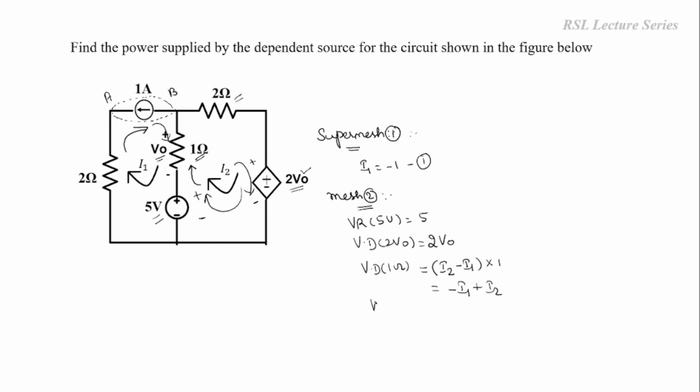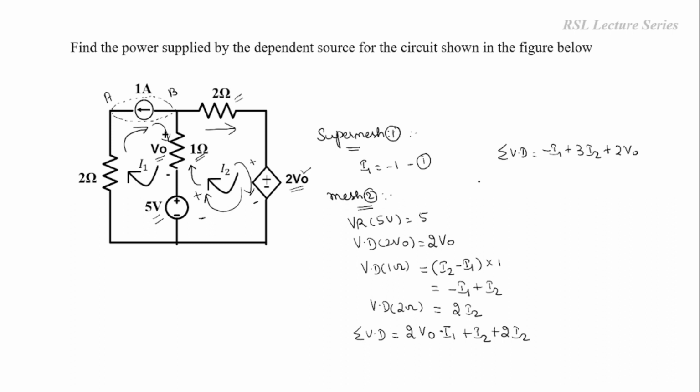So next we have to write down the voltage drop across the 2 ohm resistor. This 2 ohm resistor is lying in mesh 2 and the current flowing through it is I2 only. So the voltage drop is 2 into I2. Now we have to add all the voltage drops. So the sum of all the voltage drops will be 2V0 minus I1 plus I2 plus 2I2. On simplification, the sum of the voltage drops is equal to minus I1 plus 3I2 plus 2V0.